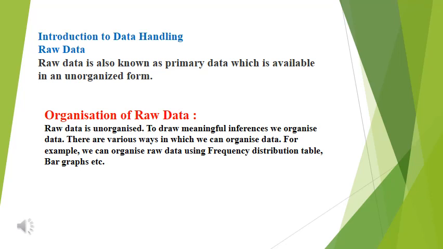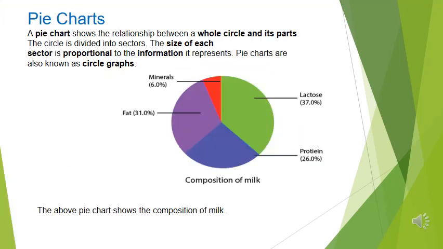Now, how do we organize this raw data? Raw data is in unorganized form, so to draw meaningful inferences, we organize this data. There are various ways in which we can organize data. For example, we can organize raw data using a frequency distribution table, bar graph, pie chart or tally marks.